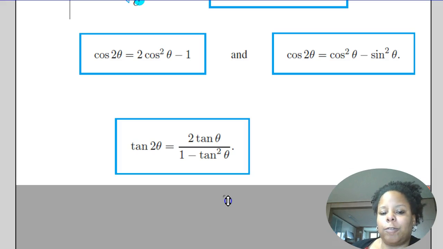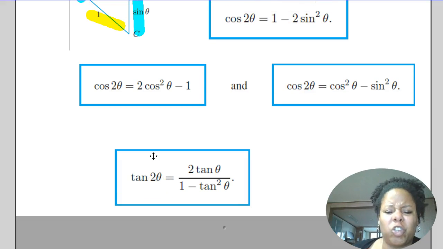And then the double angle formula for tangent, we're not going to have time to prove it, but this is the double angle formula for tangent, so make sure you know these as well. Okay? And I think that's it. Yeah, that's it.